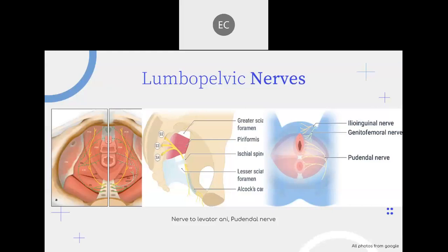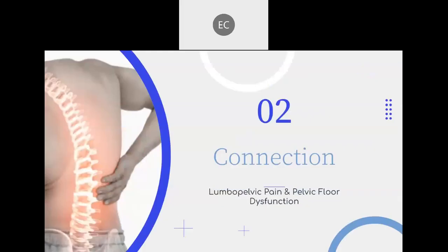So I brought up all those ligaments, muscles, nerves, and bones because they all interact and work together, all affect each other, and I'll be referring to them in the later slides. So we'll go on to the next part, which is the connection between lumbopelvic pain and pelvic floor dysfunction.